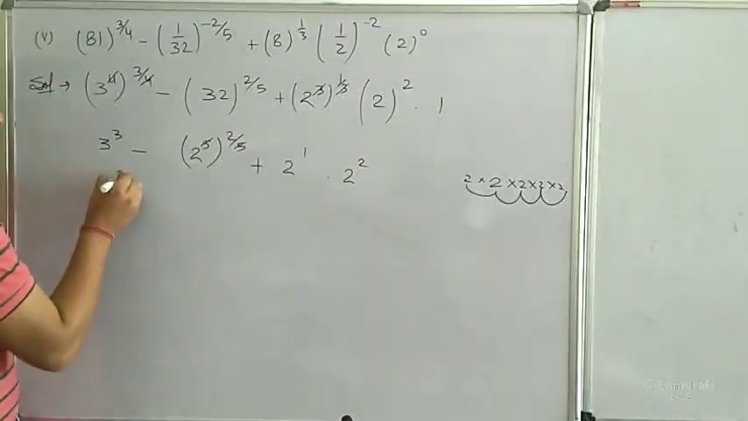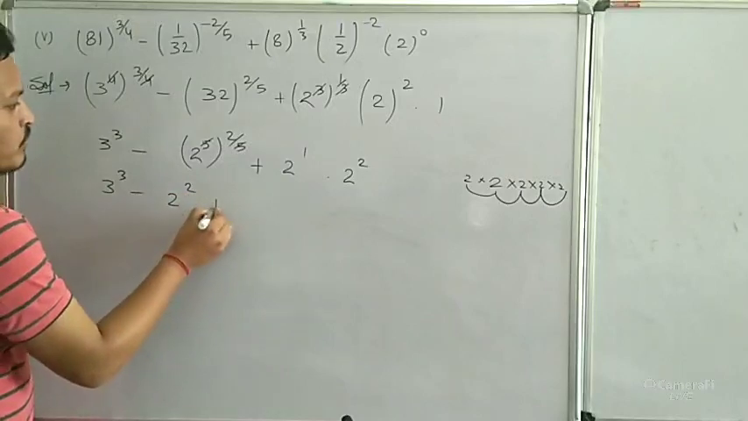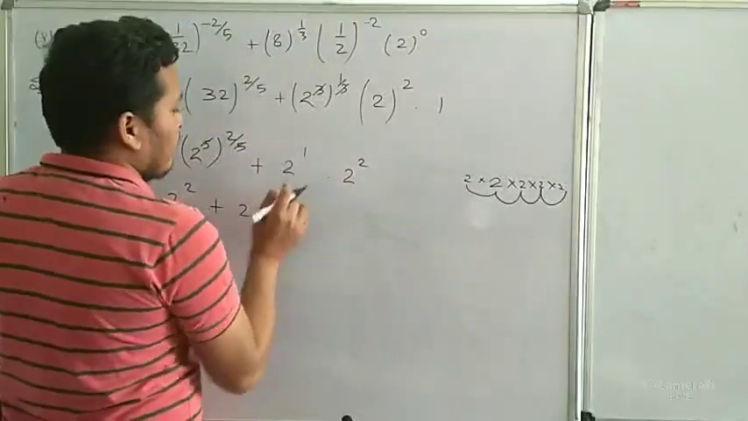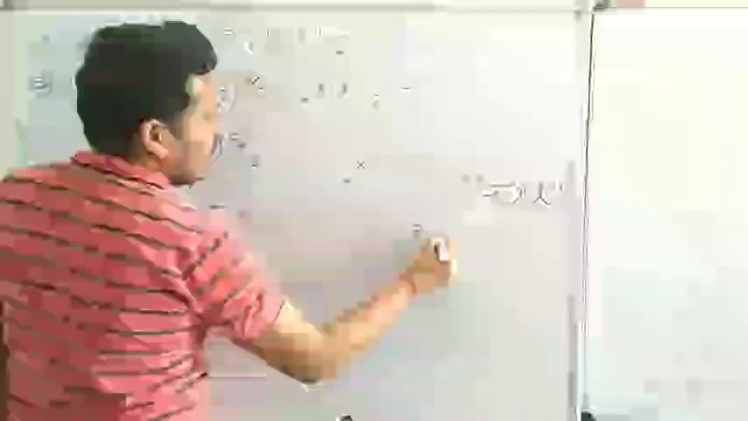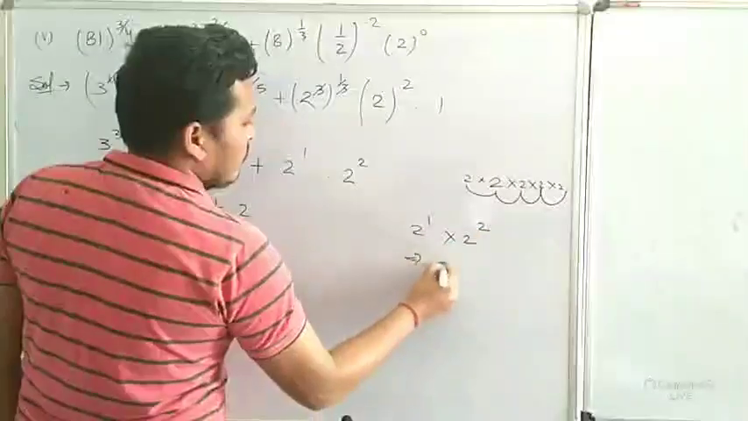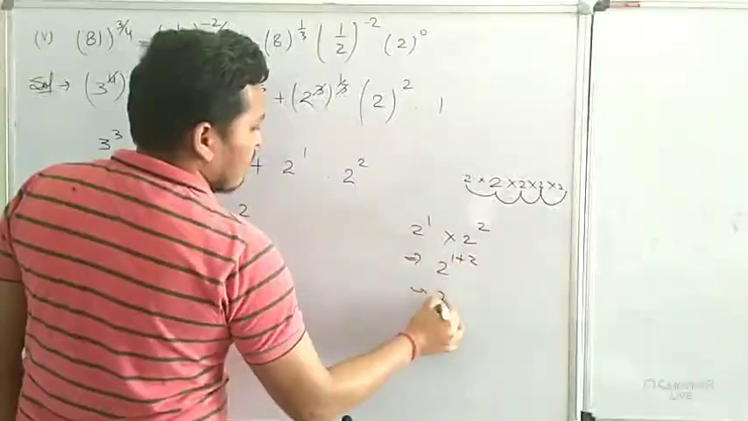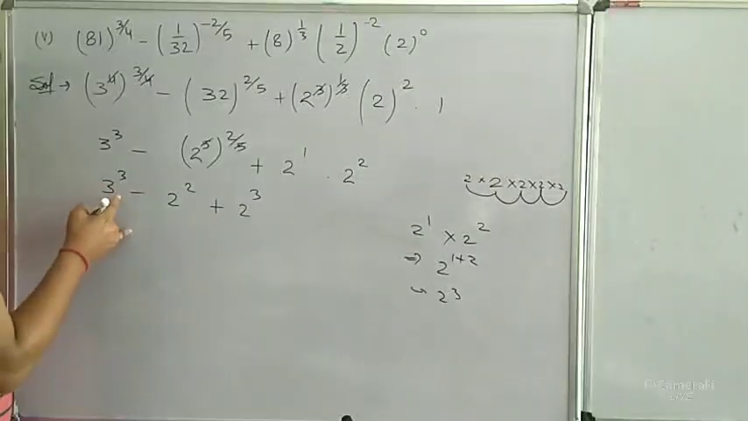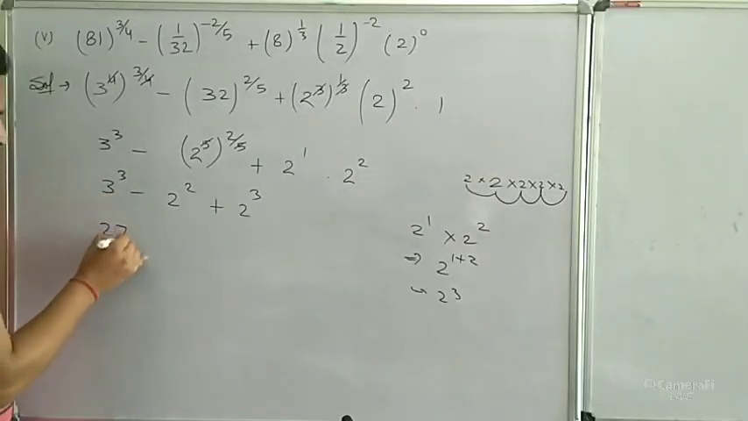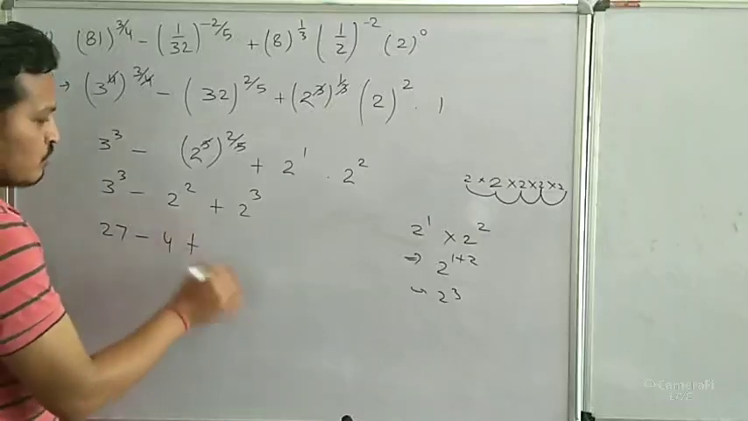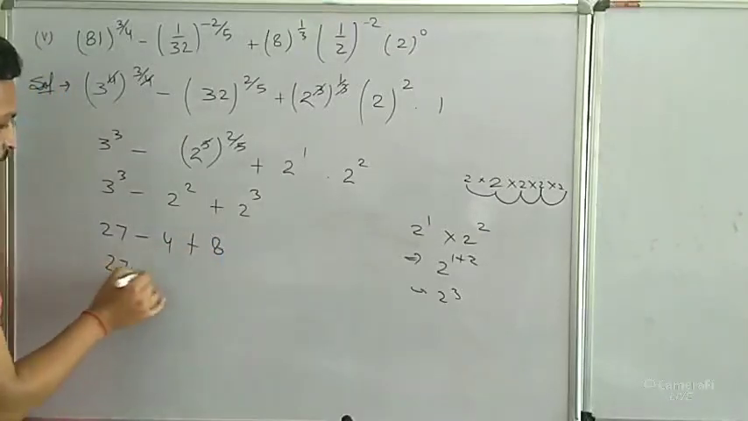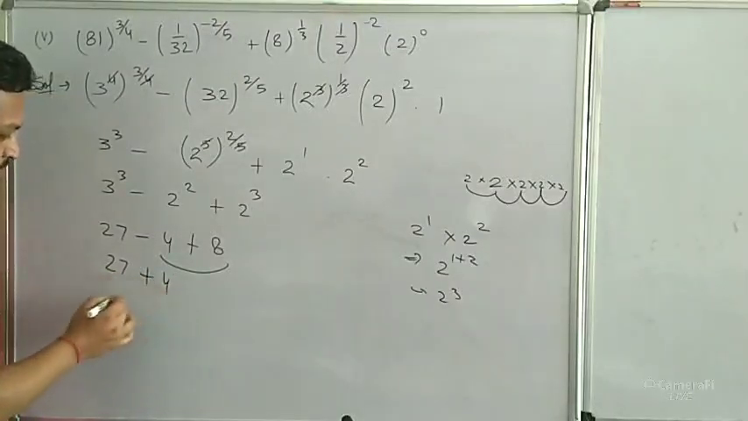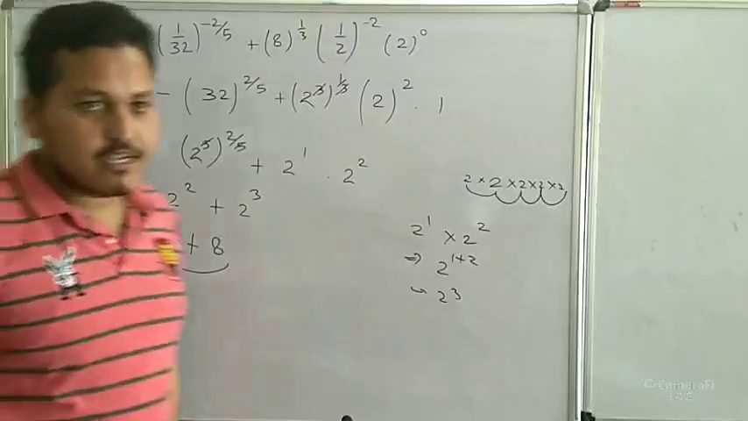Okay. Next we have left 3 to the power 3 minus 2 to the power 2 plus 2 to the power 1 into 2 to the power 2. 2 to the power 1 is 2 and 2 to the power 2 is 4. So the powers will be added: 2 to the power 1 plus 2, so 2 to the power 3. Now on doing the simplification, 3 times 3 is 9, times 3 is 27, minus 2 squared is 4, plus 2 cubed is 8. So 27 minus 4 plus 8, so then it is plus 4. So 27 plus 4, the answer is 31.